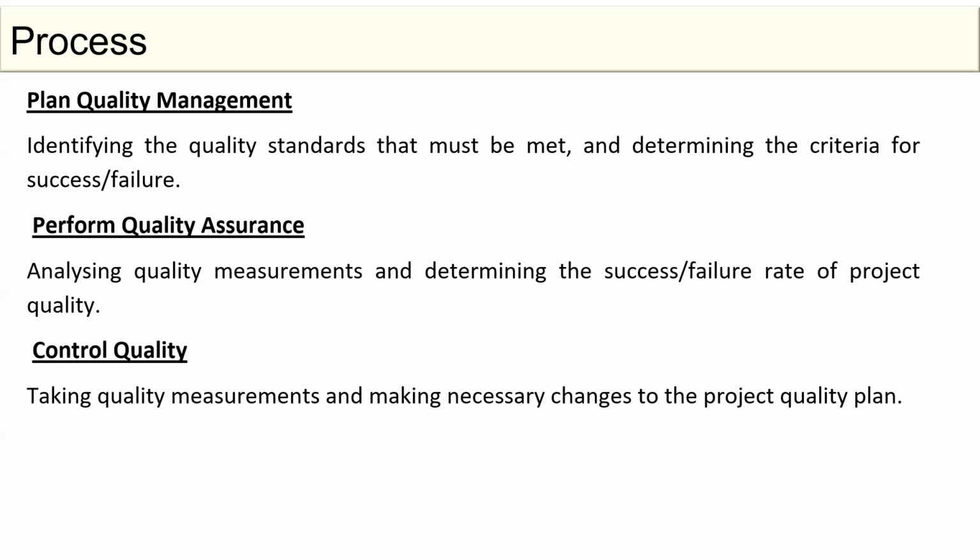Perform quality assurance, analyzing quality measurements and determining the success or failure rate of the quality of the project. Quality control, taking quality measurements and making necessary changes to the project quality plan.